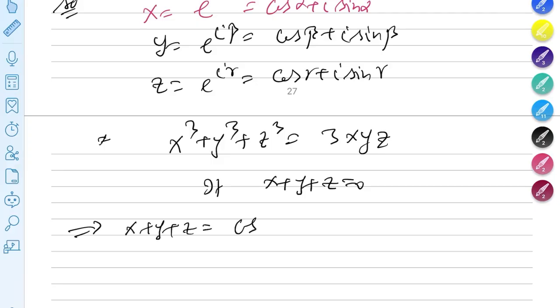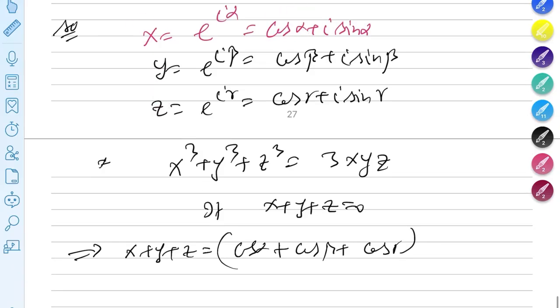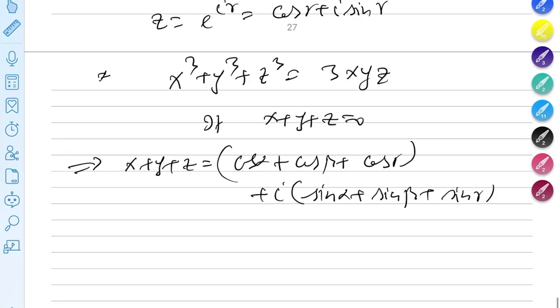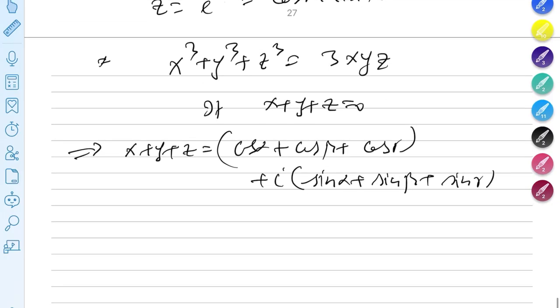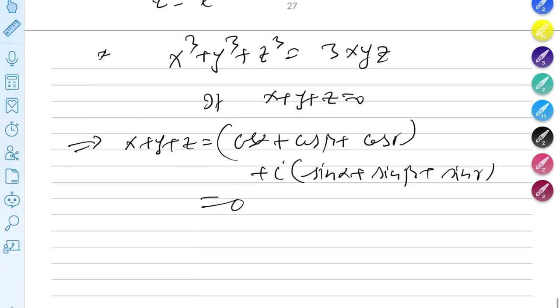x plus y plus z is cos alpha plus I sin alpha, cos beta plus I sin beta, cos gamma plus I sin gamma. So we add the real part, cos alpha plus cos beta plus cos gamma, plus the imaginary part, sin alpha plus sin beta plus sin gamma. Now observe that it is given that sin alpha plus sin beta plus sin gamma is 0, and cos alpha plus cos beta plus cos gamma is 0. So I can write this as nothing but 0. Since x plus y plus z is 0, we can say that x cube plus y cube plus z cube is equal to 3xyz.